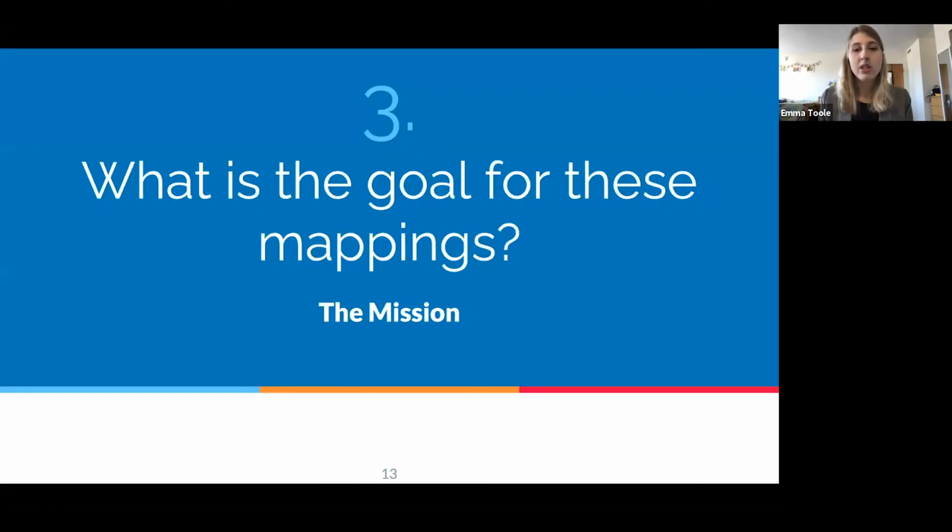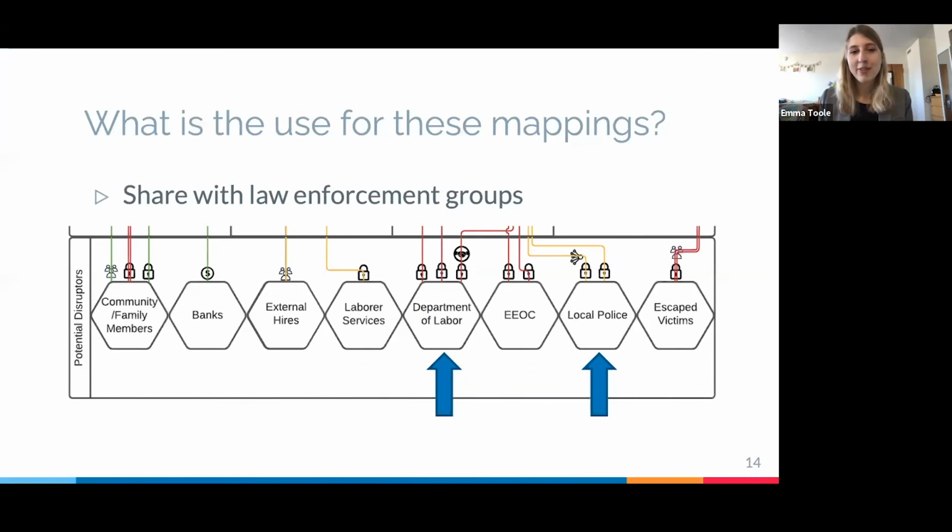So moving on, what is the goal for these mappings, the mission? You may have noticed very briefly in the previous slide that we want to try to share these with law enforcement groups. As you can see, two of the main actors that we tend to see across these supply chain networks are the Department of Labor and the local police. These tend to be more on the catastrophic and moderate side, and they tend to relate to information security, which means that these groups just aren't educated.